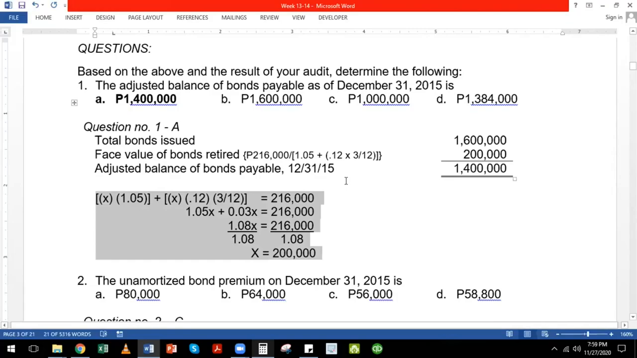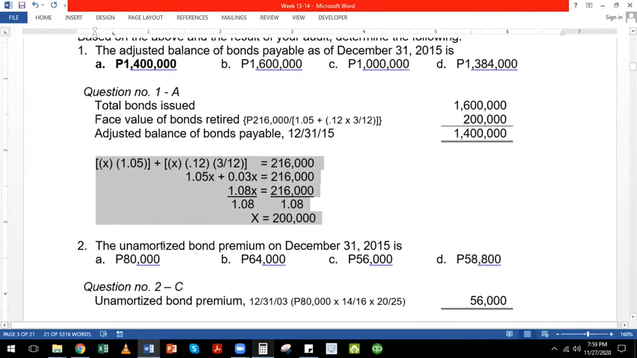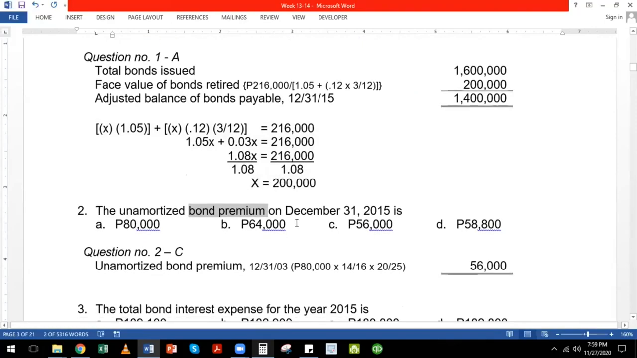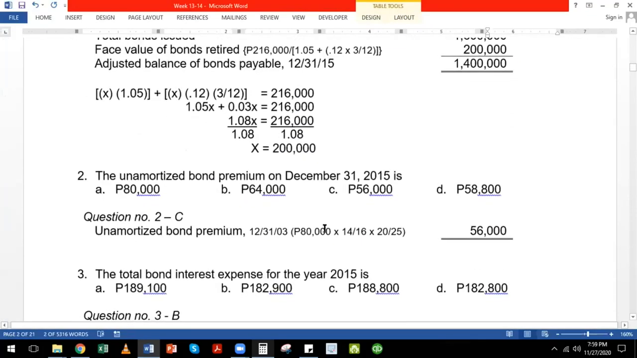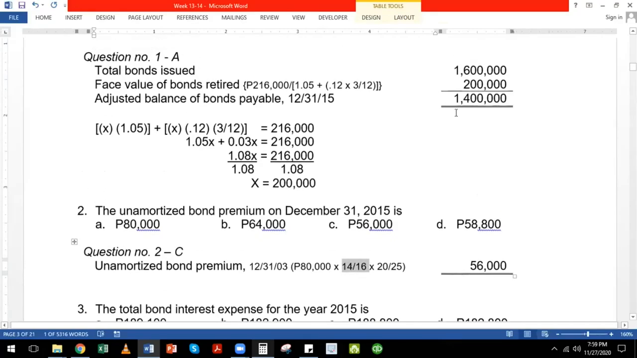The next one is the balance of unamortized bond premium. So as you can see here, you just compute for this one, 80. 80 yung balance ng bond premium. So 80 multiplied by 14 over 16. Asa ni gikan ang 14 over 16? Fraction ng 1/4 at saka 1/6. Kaya siya 14 over 16.